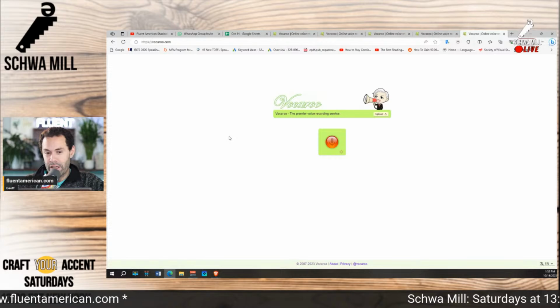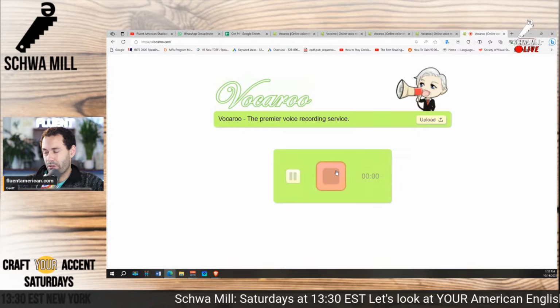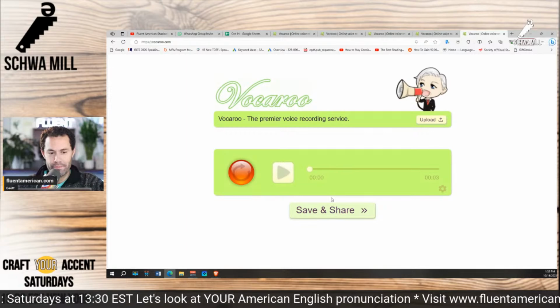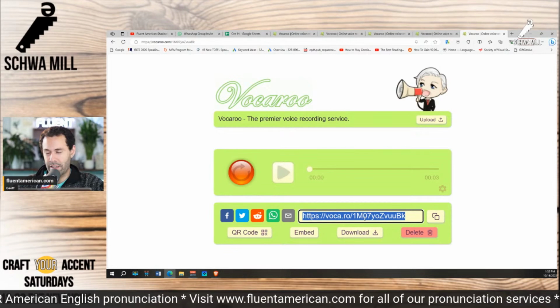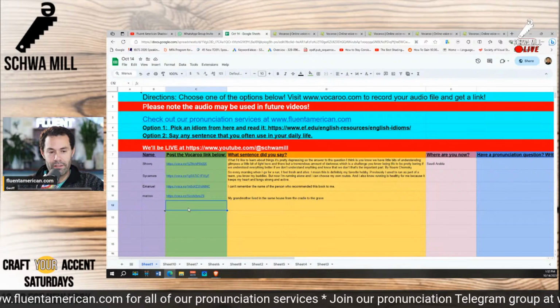So what you're going to see is a big fat red record button. You press the record button. It starts recording your voice. You end it. You click save and share. It gives you a link. You take the link, you copy and paste it to our document, and then you are good to go. We'll be able to hear you. That's all you need to do.